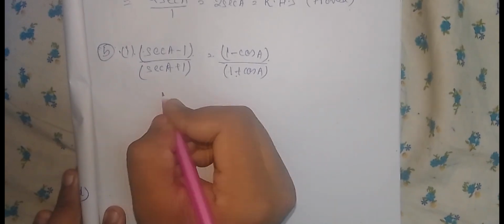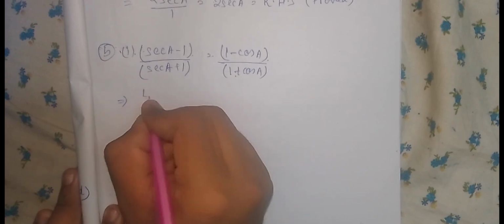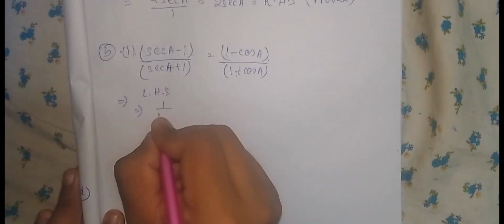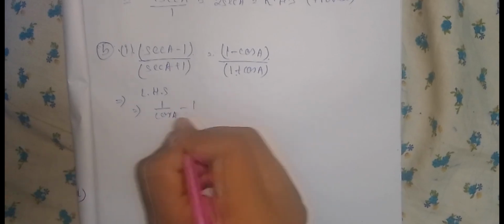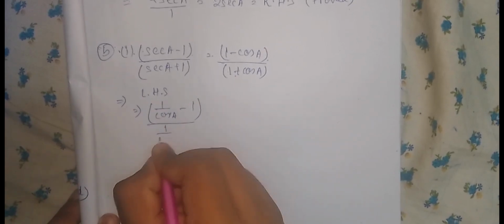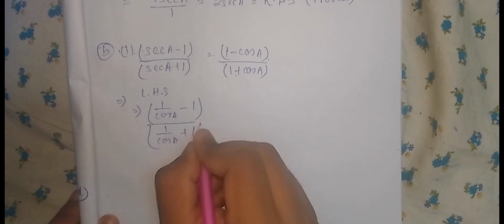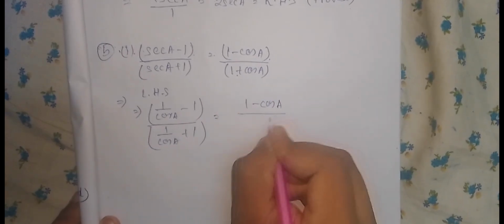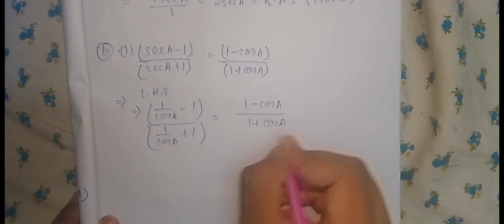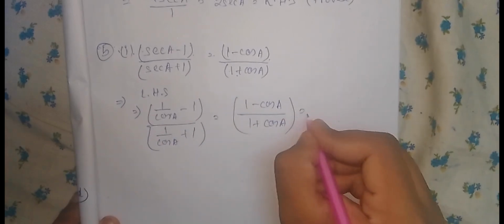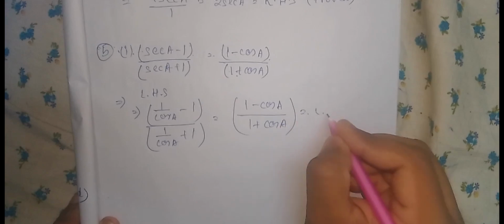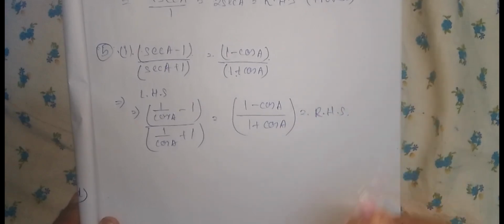Again, following the same formula, we have to break this sec into cos. So solving the left hand side first, 1 by cos a minus 1 and 1 by cos a plus 1, which in turn we will get as 1 minus cos a and 1 plus cos a. The cos a in the denominator will get cancelled, and we would get the desired result, which is equal to our RHS, hence proved.